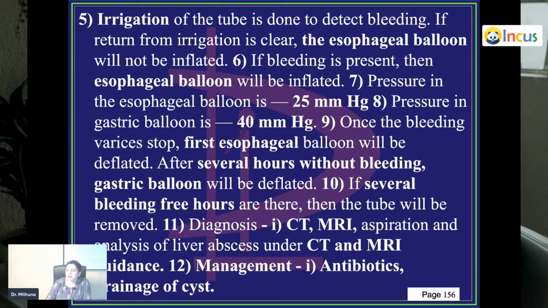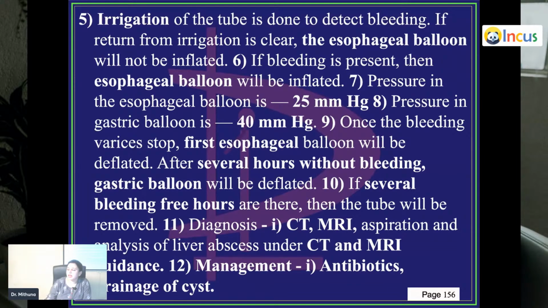Once the bleeding varices stop, I already told you the first balloon to inflate is the gastric balloon and the first balloon to deflate, removing of the air, is the esophageal balloon. Once the bleeding varices stop, first the esophageal balloon will be deflated. After several hours without bleeding, then the gastric balloon will be deflated and then you remove the tube. If several bleeding-free hours are there, then the tube will be removed. Okay. Diagnosis is by CT, MRI, aspiration, and analysis.